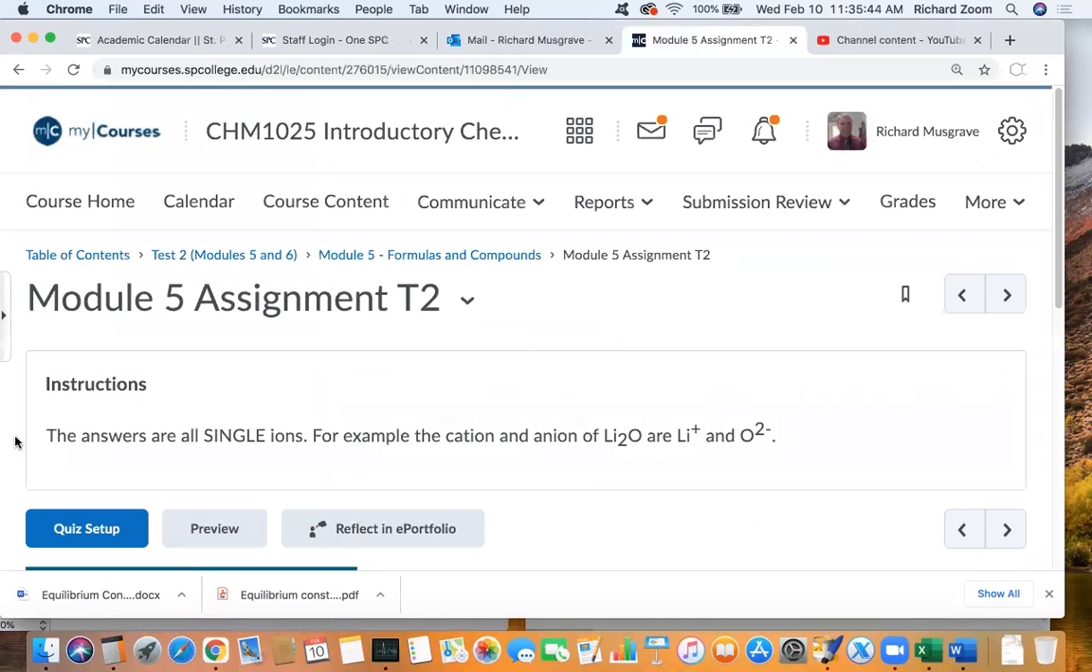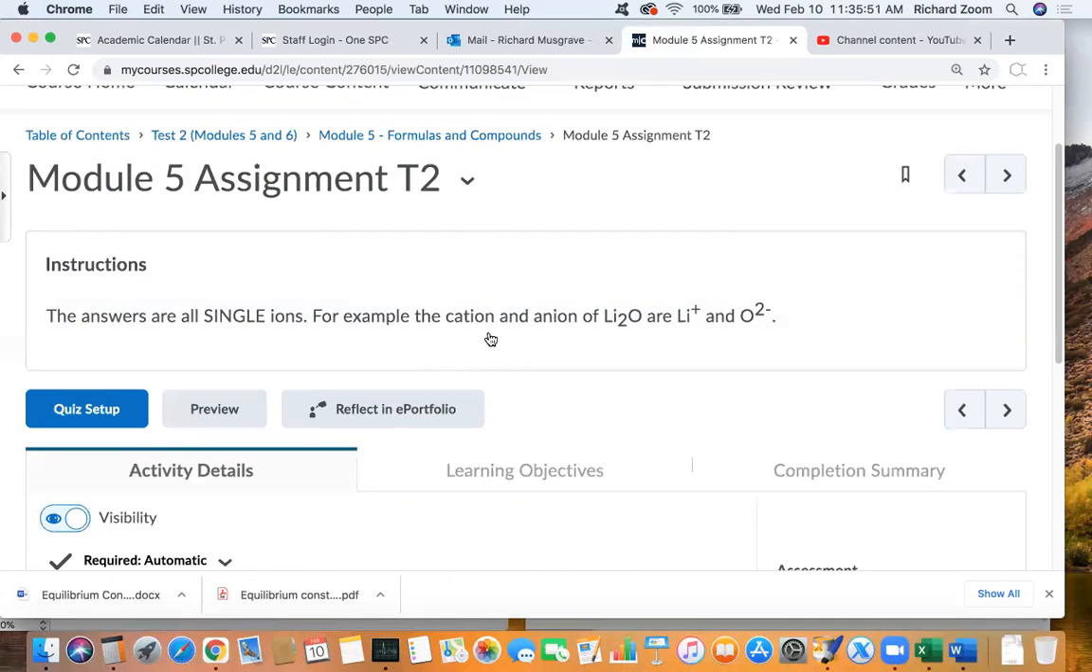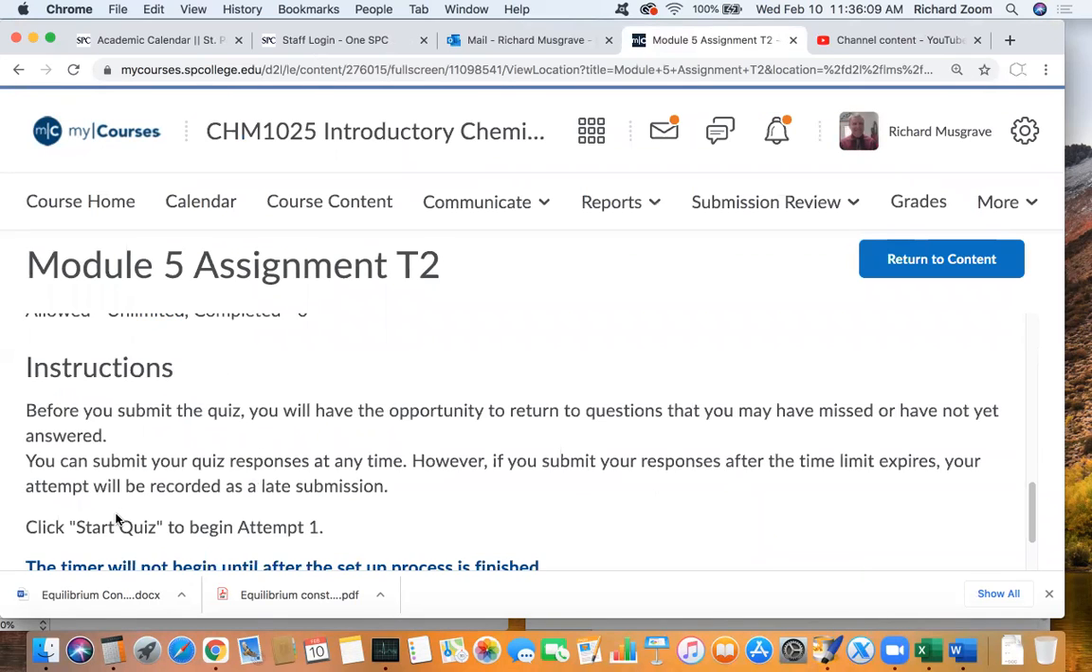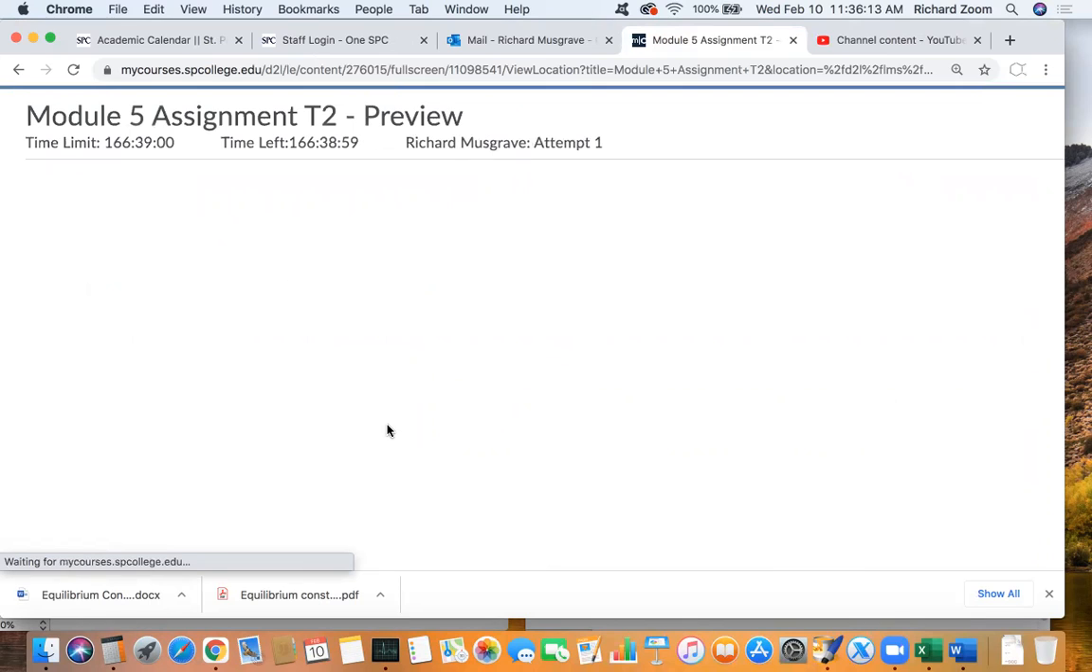So I've got in the directions here that the answers are all single ions. What that means is if I was asking you for the cation of Li2O, you'd just put one of these Li's, not both of them. And the charge on that would be Li plus, and the charge on the O would be -2. This is sometimes confusing to people because they forget about the single ions.